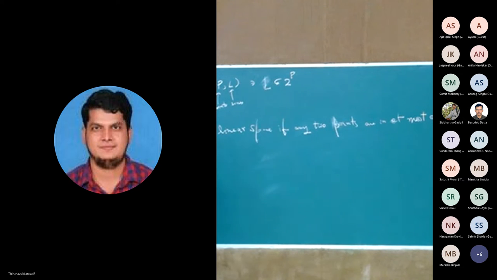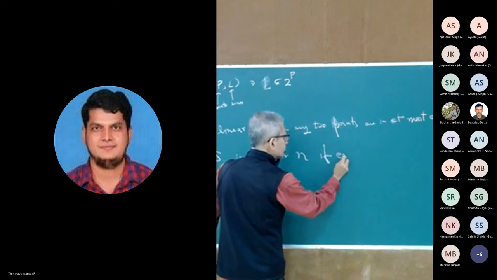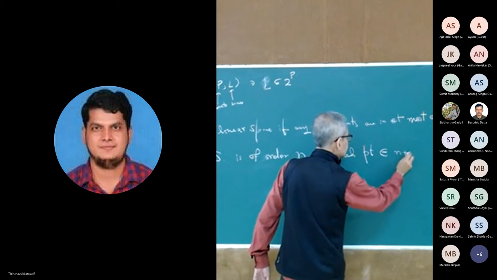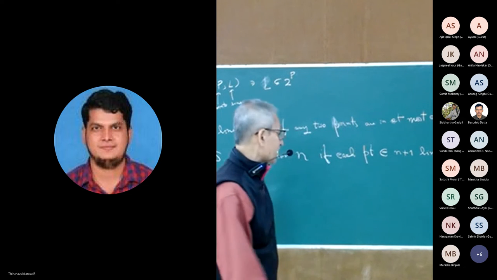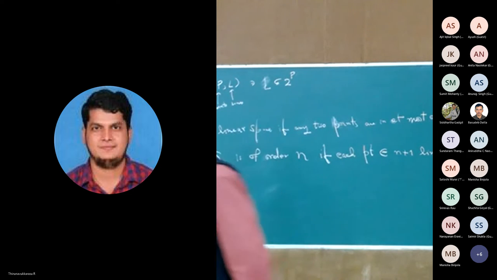Now, a partial linear space is of order n, where n is a positive integer, if each point is in exactly n plus one lines. Then we say it is of order n. Oh God, this is coming to my specs. Never mind. So obviously an arbitrary partial linear space doesn't need to have an order.